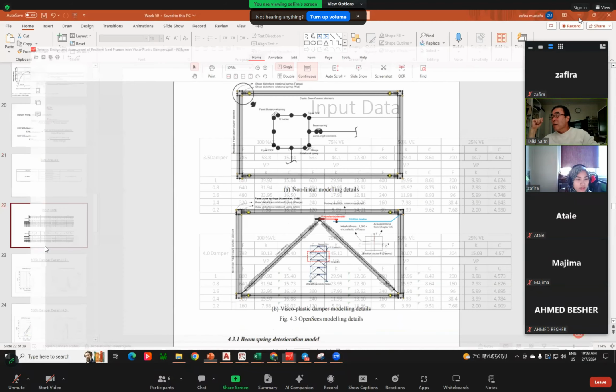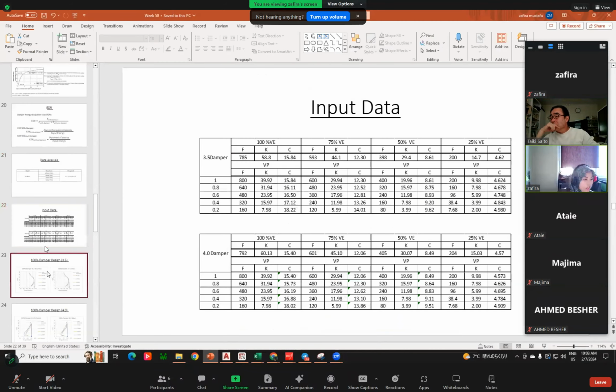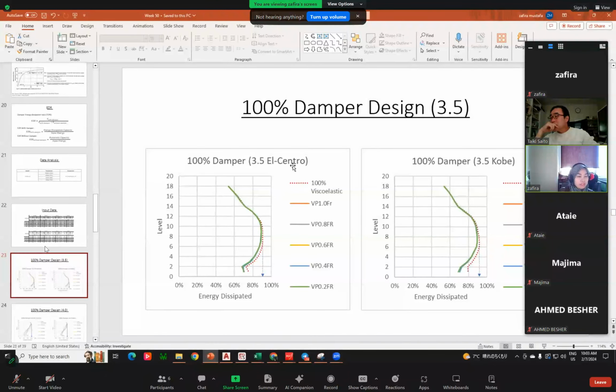And then this is the result. This is for the long beam, under El Centro and Kobe. And we can see there's not much difference between viscoelastic and viscoplastic at 800 kilonewton.